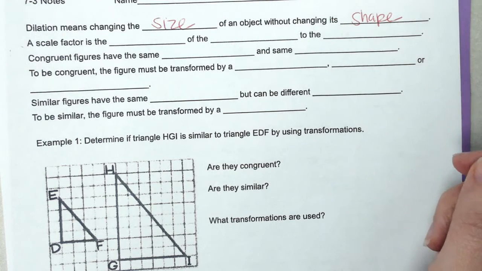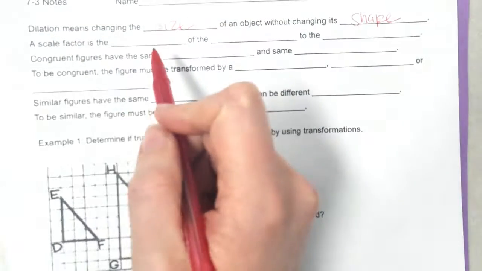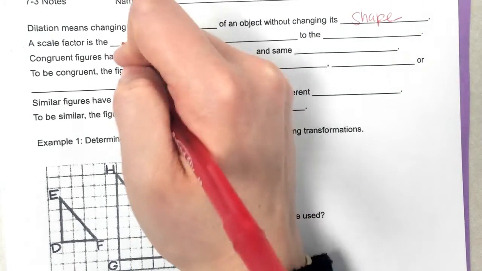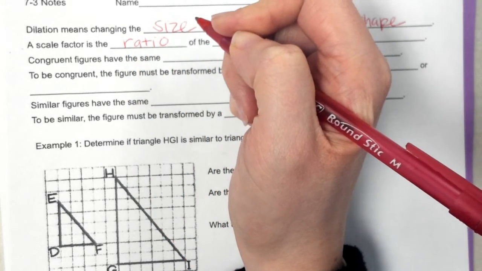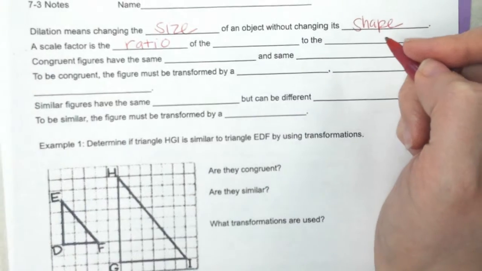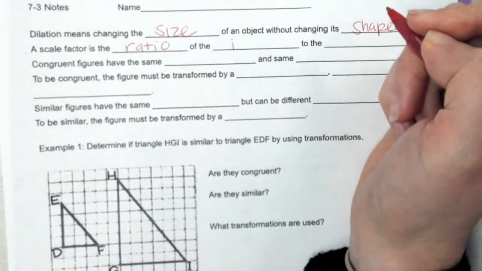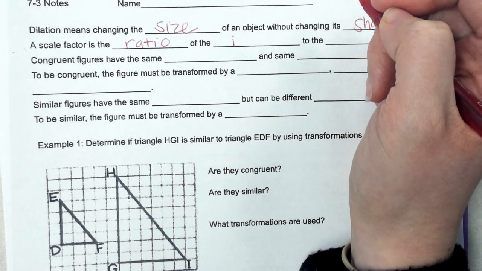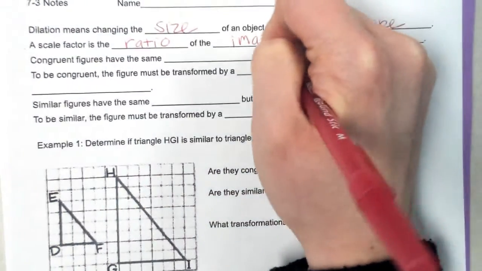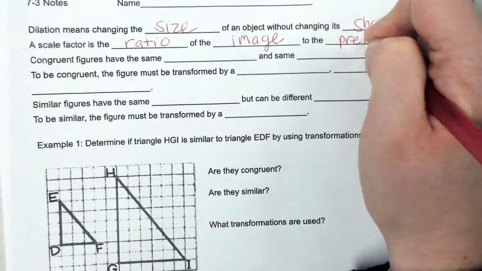The next 3 blanks are the most difficult for people. A scale factor is the ratio of the... think about our pictures and what we call the 2 figures. Image. The scale factor is the ratio of the image to the pre-image.